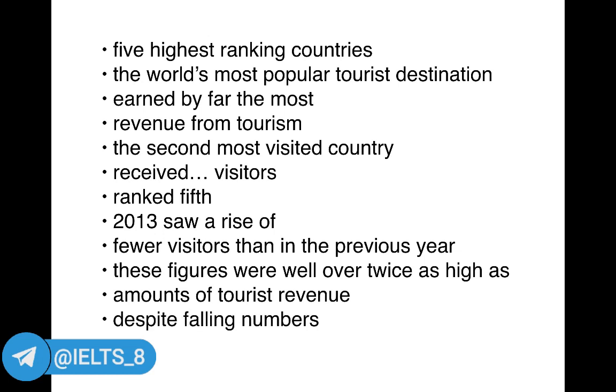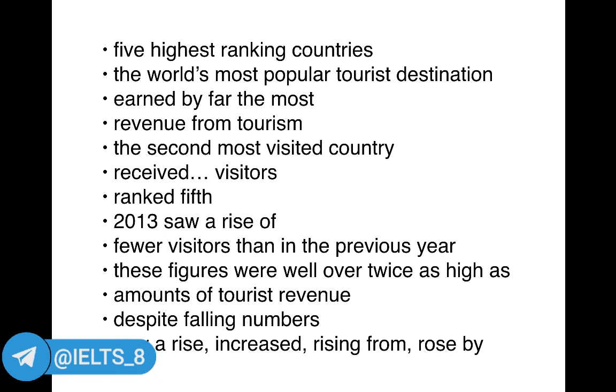Amounts of tourist revenue, despite falling numbers, and saw a rise, other change language, increased, rising from, rose by. If you've watched all of my Writing Task 1 lessons, you might have noticed that I tend to prefer just the 4 words rise, fall, increase and decrease. I don't choose any other strange words like plummet, soar or rocket for my descriptions. With those 4 words, rise, fall, increase, decrease, you've got enough, because you can use them as nouns and as verbs, and that gives you enough variety.